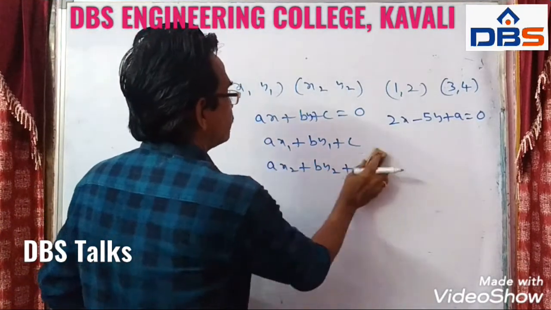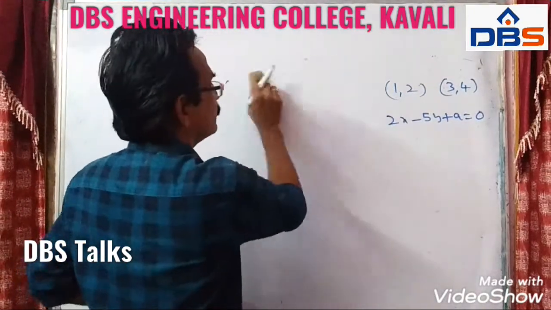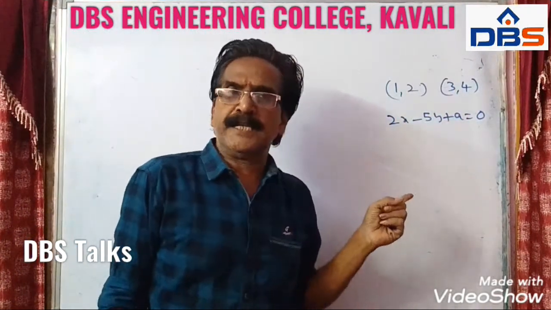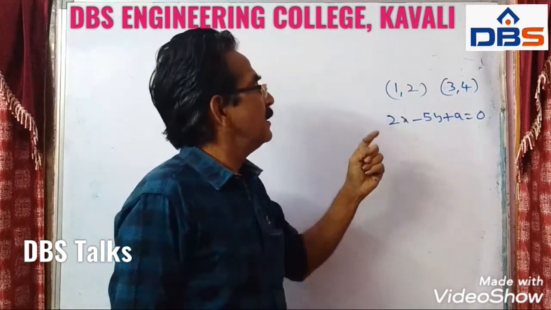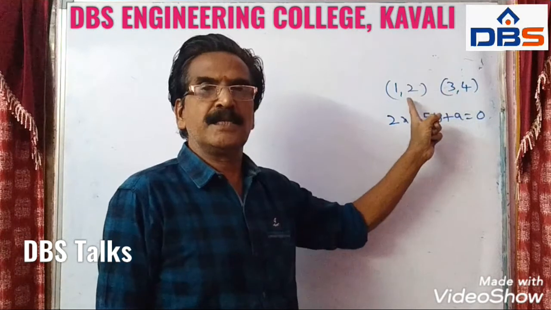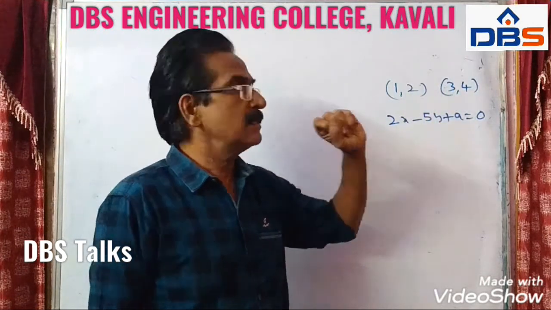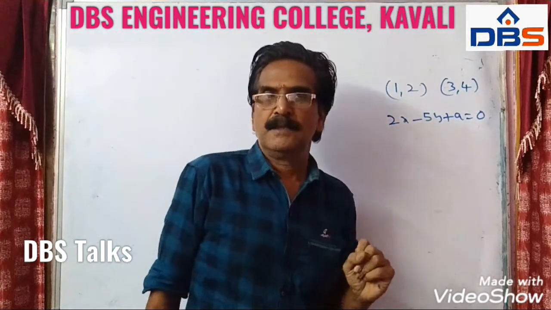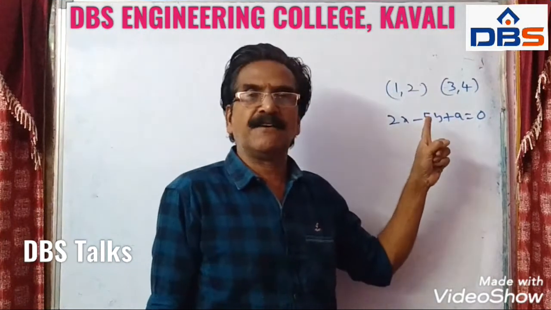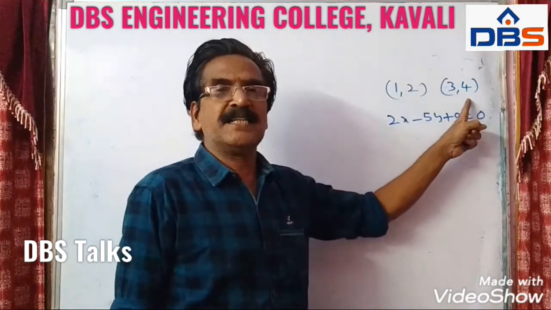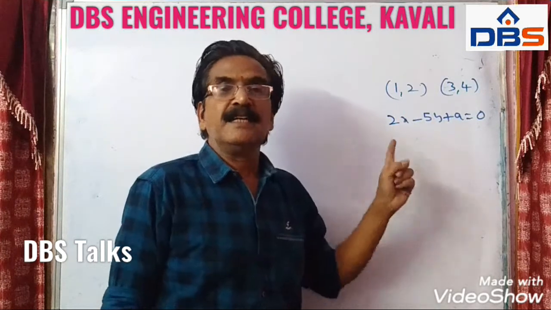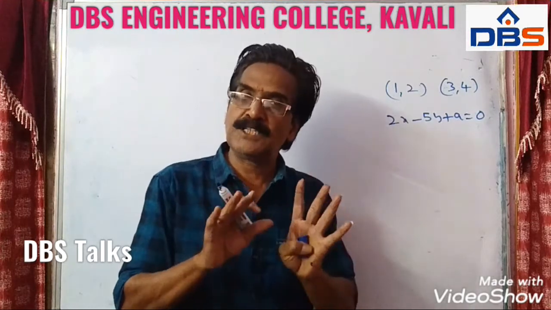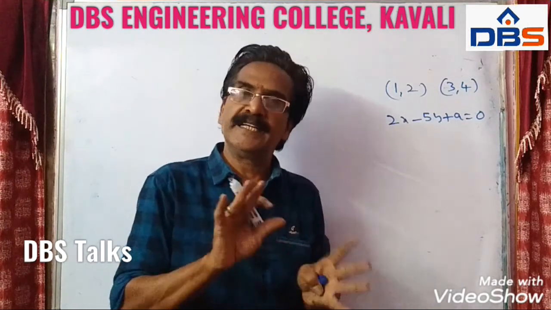See friends, the problem says these two points lie on the same side of this line. Very important problem, friends. If these two points lie on the same side of the line, then ax1 plus by1 plus c and ax2 plus by2 plus c must have the same sign, either less than 0 or greater than 0.